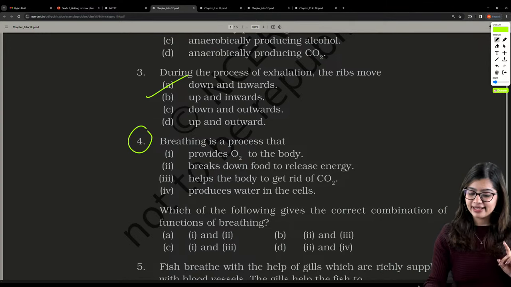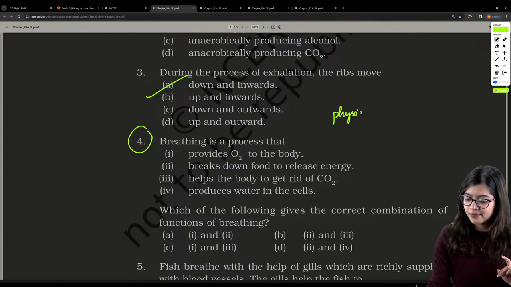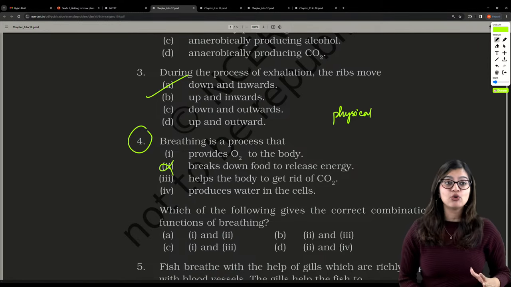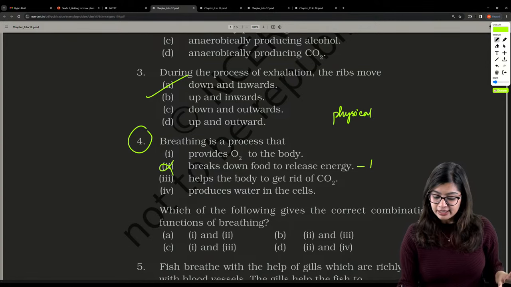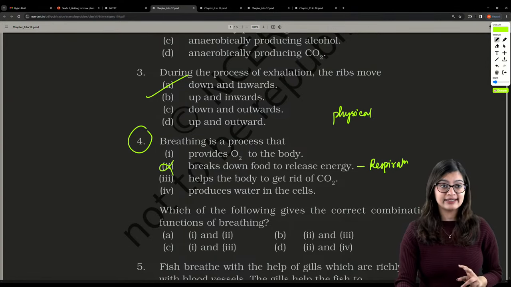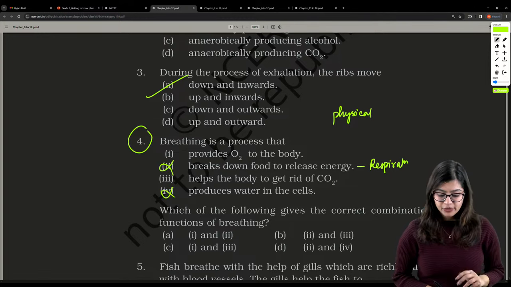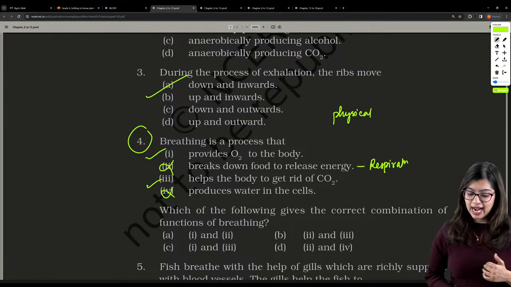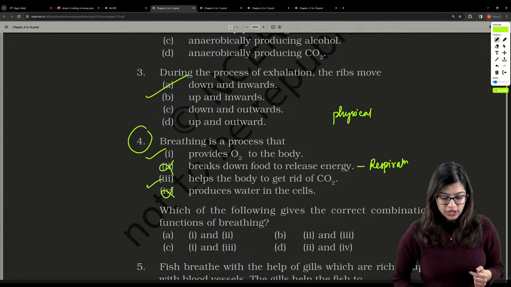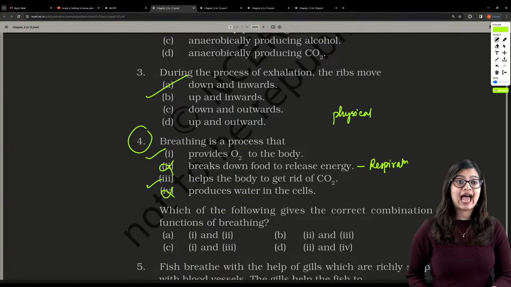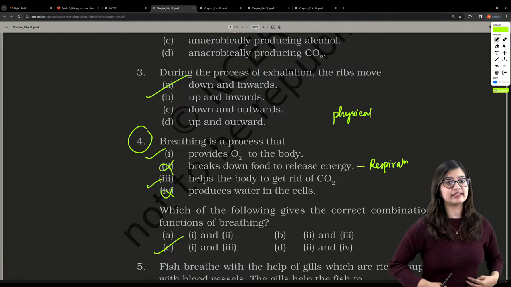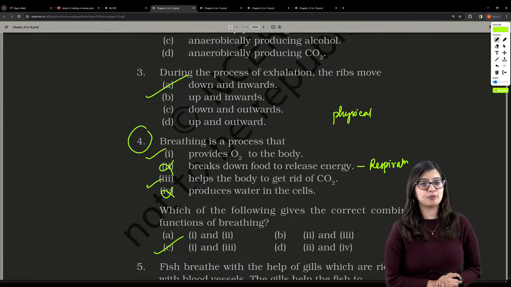So we know that breathing is a physical process, right? So breathing is a physical process, which means that breakdown of food to release energy will not happen. This is respiration. Yes, it will produce water inside the cells. Absolutely not. So what is the correct answer? It helps to provide oxygen to the body and helps get rid of carbon dioxide. So the correct answer is going to be option C.